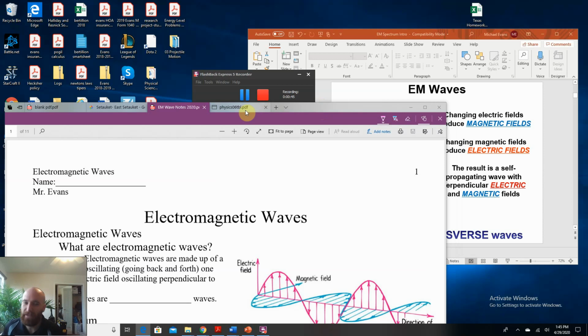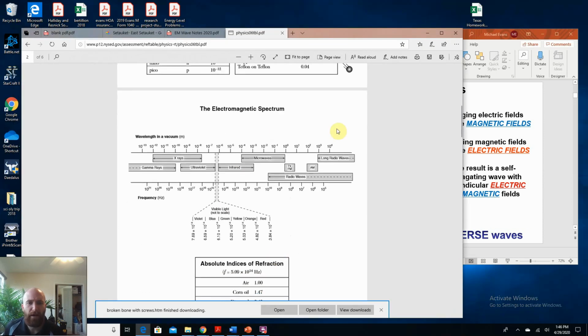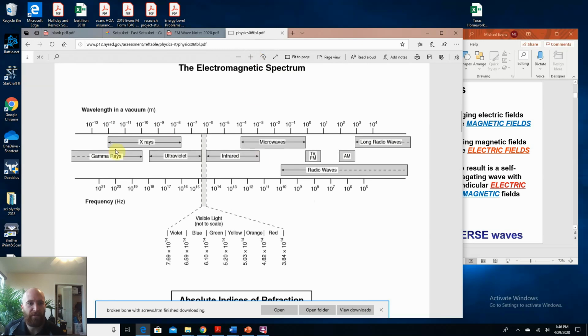You should have covered this at some point in your science career. I think in Earth Science, this is part of your curriculum, where you talked about all of these different things. Gamma rays, X-rays, ultraviolet, visible light, which are all the different colors that you can see, infrared, microwaves, which is exactly what you're thinking it is, radio waves. All electromagnetic waves are the same thing. It's just that if they have different frequencies, they have different properties and different energies.